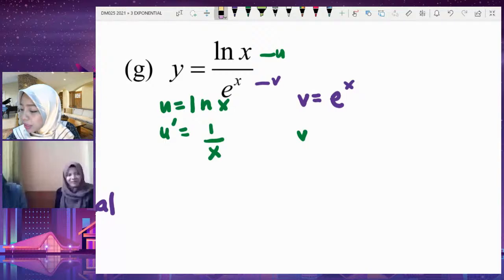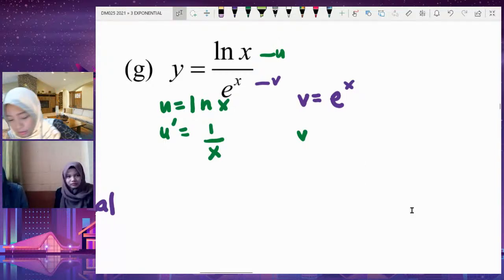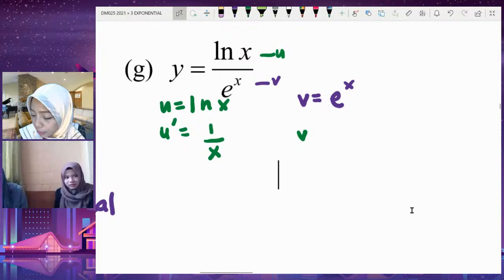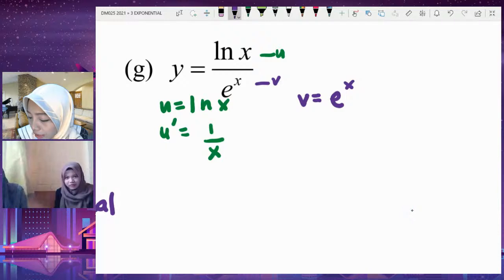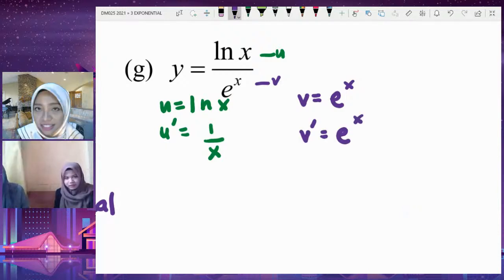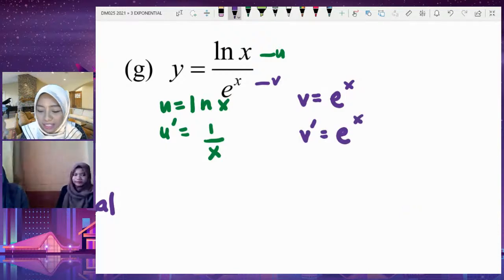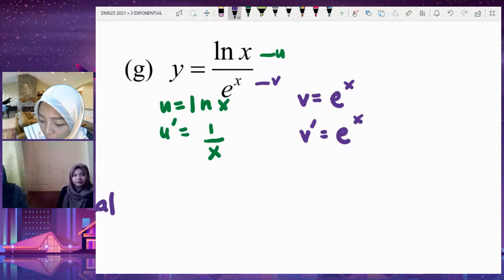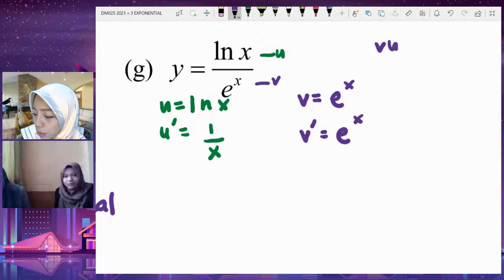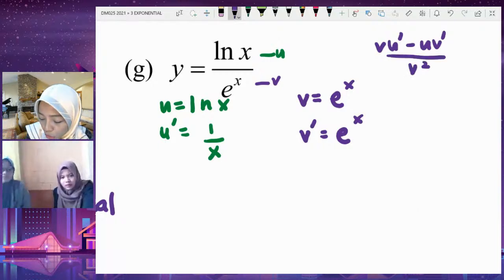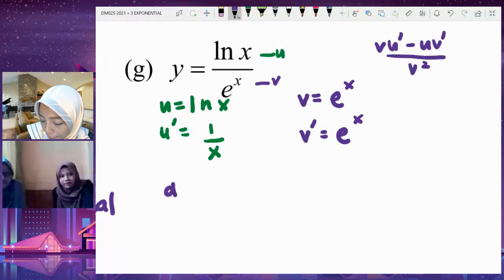Okay, v prime equals e to the power of x, the same thing. Differentiate e to the x and you get e to the x, no problem. Now the formula: v u prime minus u v prime over v squared. Right?